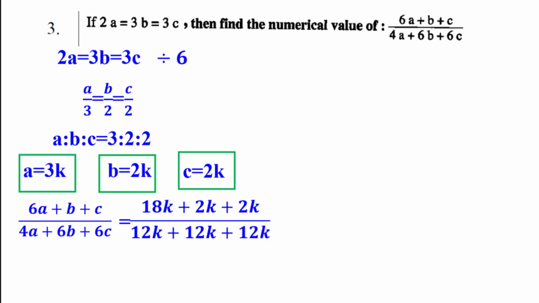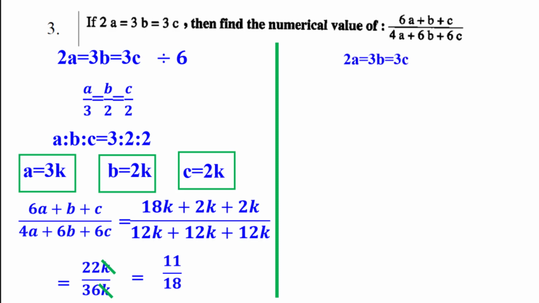Now 18 plus 2 plus 2 equals what? Equals 22k over 36. We can delete k, simplifying by cutting the common factor, which is k. Now we get 22 over 36. In the simplest form, dividing by 2, equals 11 over 18.